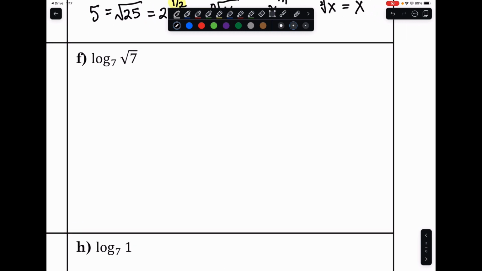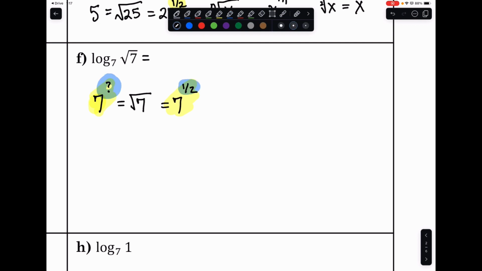So let's see this example right here. Here our base is 7. So 7 has to be raised to some power in order to equal the square root of 7. Well, this one should be easy to understand because we know that the square root of 7 is the same thing as raising 7 to the 1/2 power. So in order for these two things to be equal to each other, the exponents have to be the same.